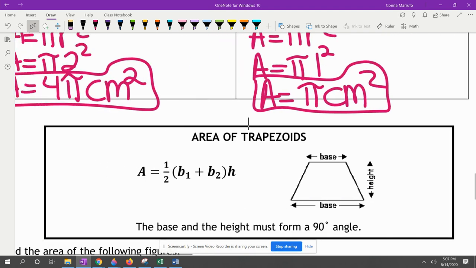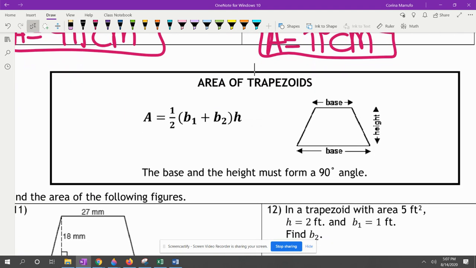The next section, area of a trapezoid. So the area of a trapezoid is 1/2. You add your two bases, base 1 plus base 2. Now, it doesn't matter which one you use first, as long as you add them together. And then you multiply it by the height. Now, remember, the base and the height must form a 90-degree angle. So it has to make a right angle. That's what you're looking for, just like you would in a triangle.